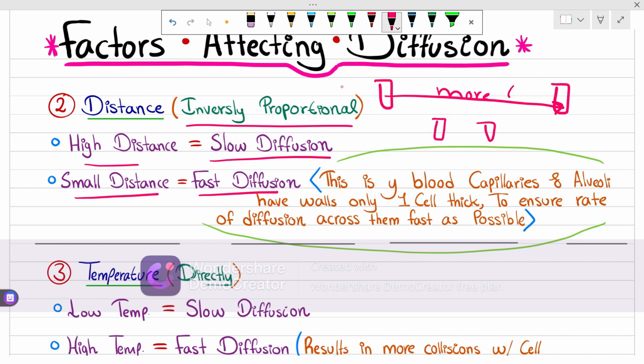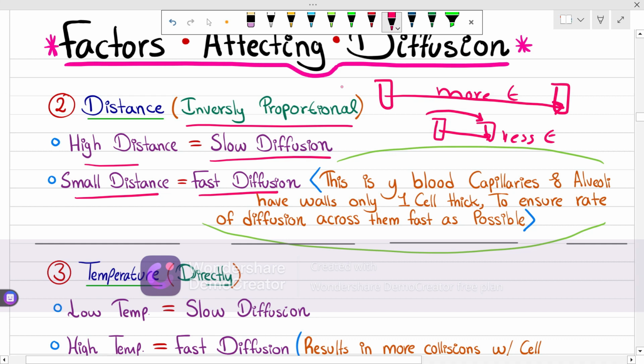while to run from this door to this door is going to take you less time here. So the smaller the distance, the faster the diffusion. The smaller the distance, the faster the particles are transported from one source to the other, from a high concentration to low concentration. But the more the distance, the more time it takes for the particles to move from a high concentration to the low concentration.